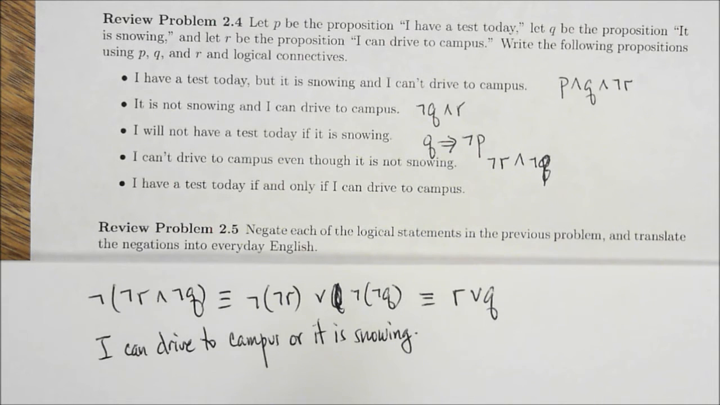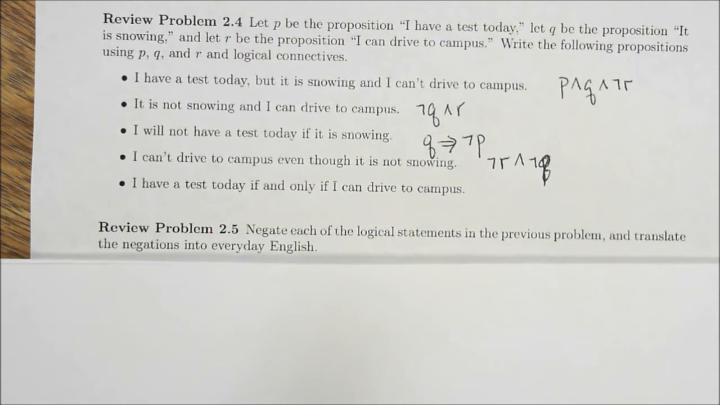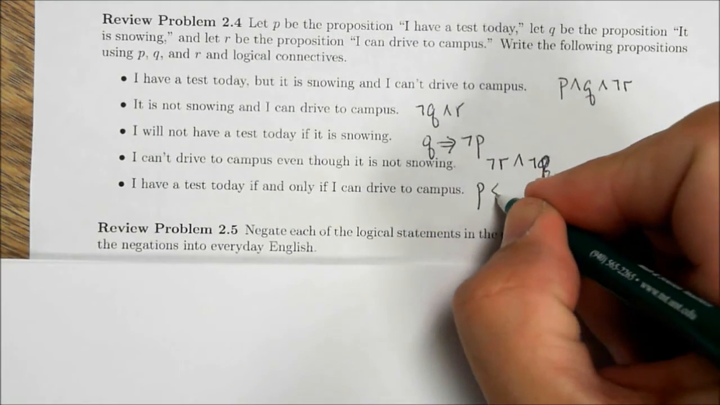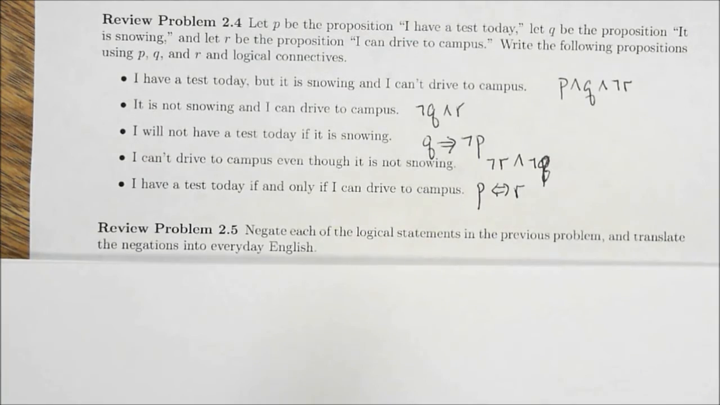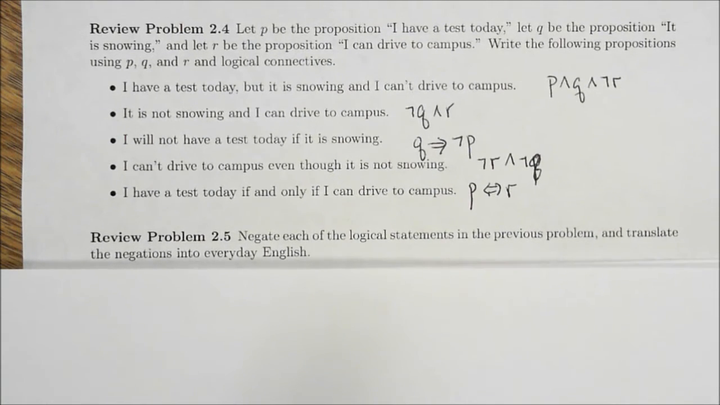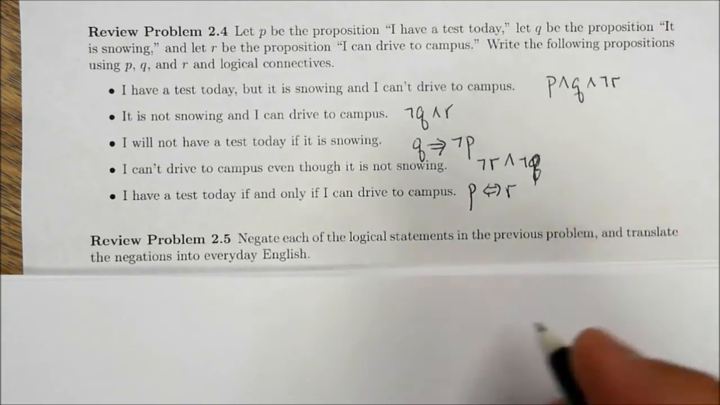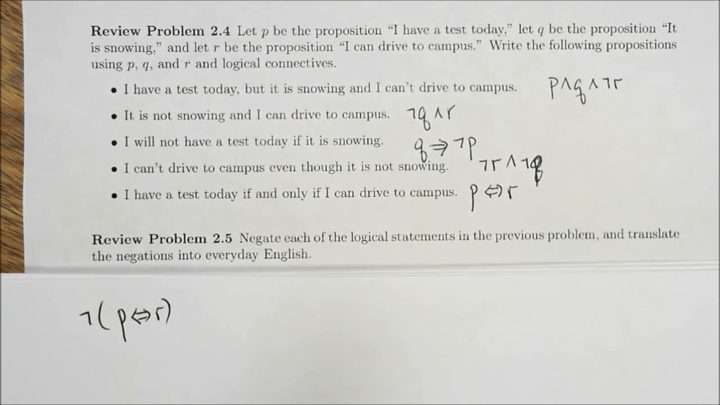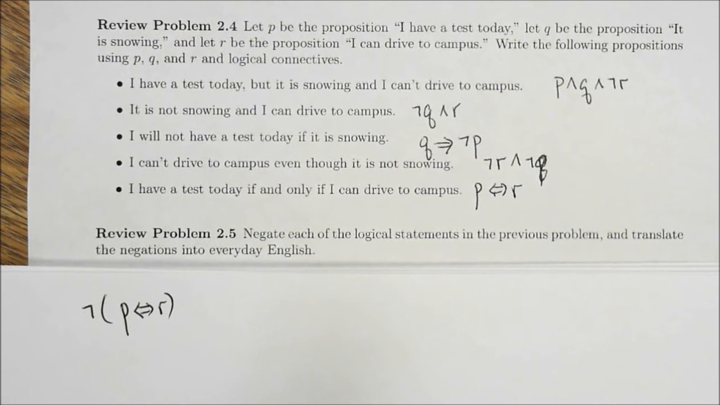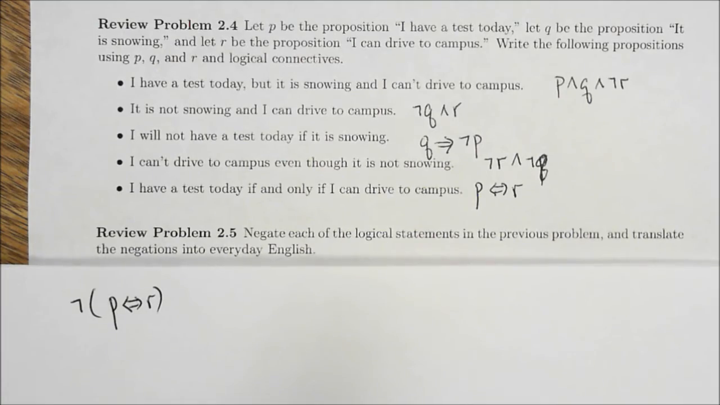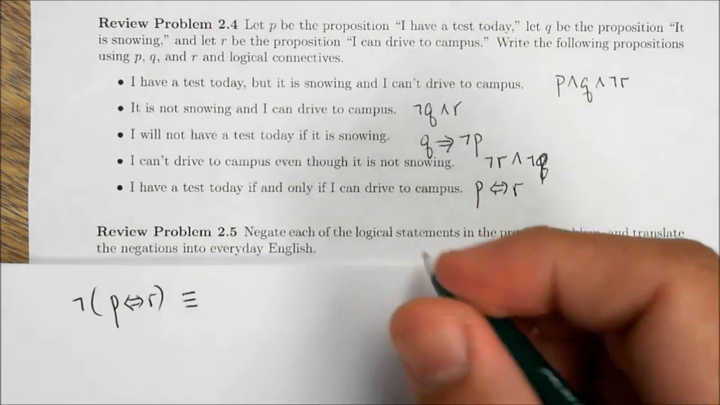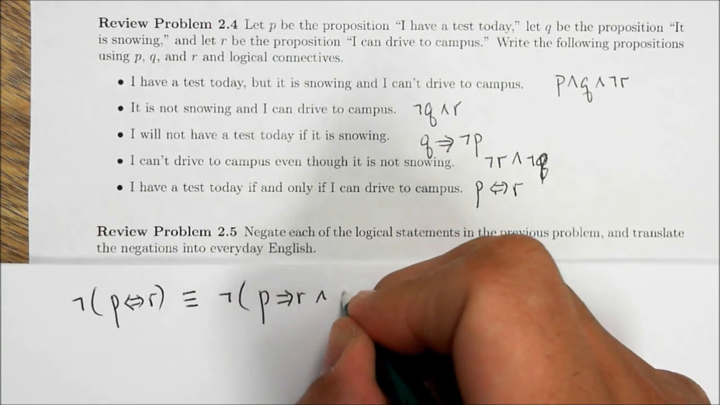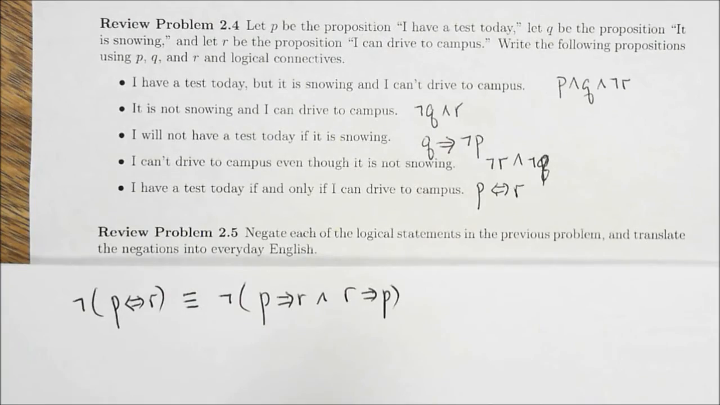Then finally, for the last one, I have a test today if and only if I can drive to campus. So this would be P if and only if R. Okay, to find the negation, I have not (P if and only if R). Finding the negation of this is going to take a little bit of work. This is saying not P implies R and R implies P, that both of those implications are correct.